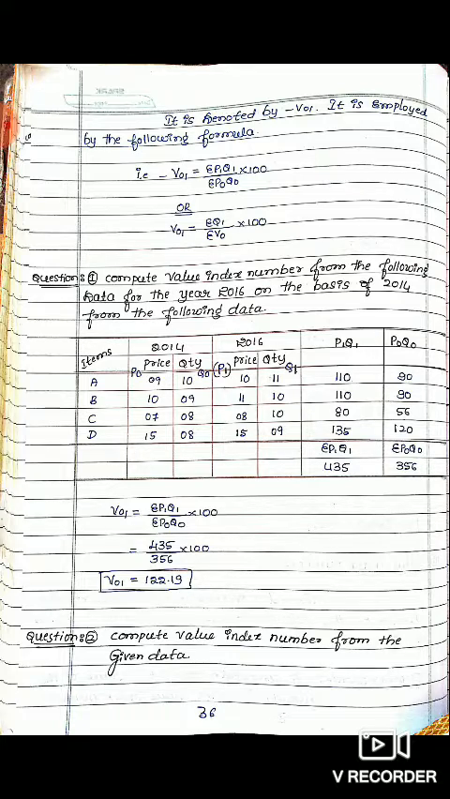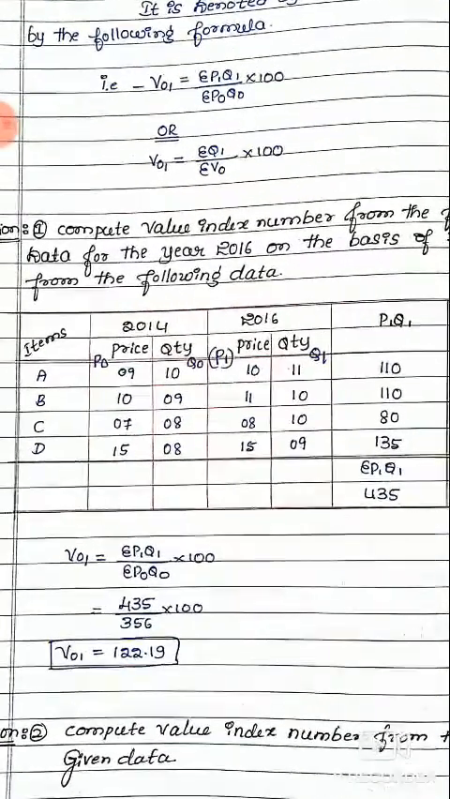So as per requirements, we have to form the table. The first column should be P1 Q1, that is current year price and current year quantities. The second column is P0 Q0, that is base year price and base year quantity. We have to form the columns and take them here.